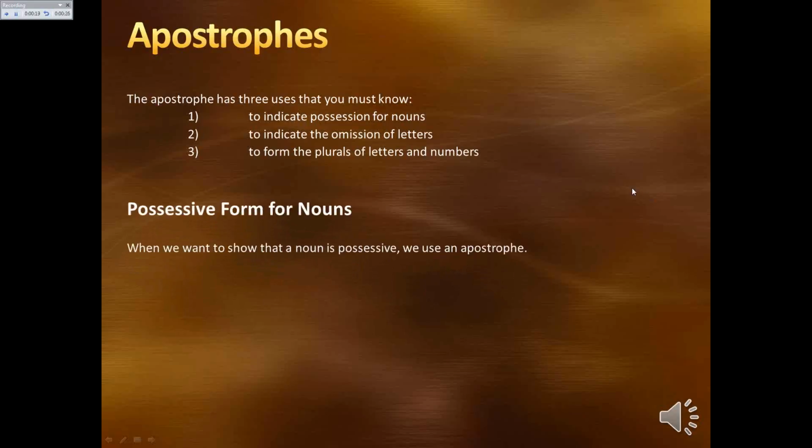When we show that a noun is possessive, we use an apostrophe. So here's the example. The girl's dress. Please notice that this word is girl. And in order to show possession, we just add the apostrophe and the S. The girl's dress. The child's boat. Notice that this is spelled C-H-I-L-D. It does not end in S, and therefore we add the apostrophe S.